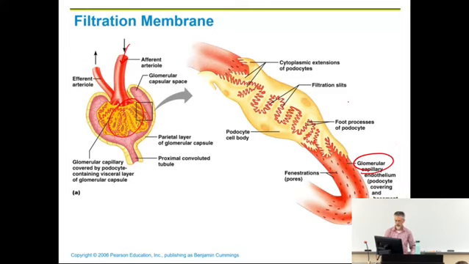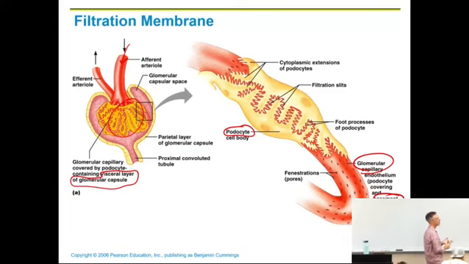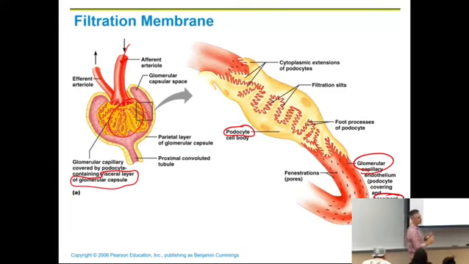Number two, there's a fused basement membrane in between. So the basement membrane is the middle layer. And then finally, you're going to be passing through what you can either say as the podocytes, or you can talk about how those podocytes are making up what's called the visceral layer of the glomerular capsule, right? So those are the three layers of the filtration membrane. The endothelial wall of the glomerular capillaries, the basement membrane that glues it basically to the rest of the filtration membrane, which is the visceral layer of the glomerular capsule, or the podocytes.